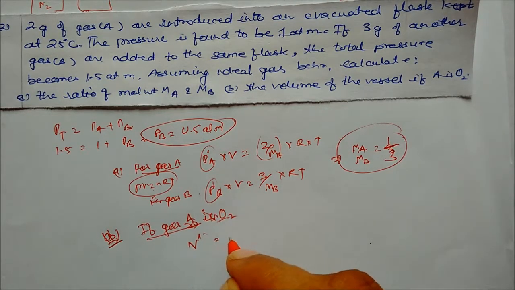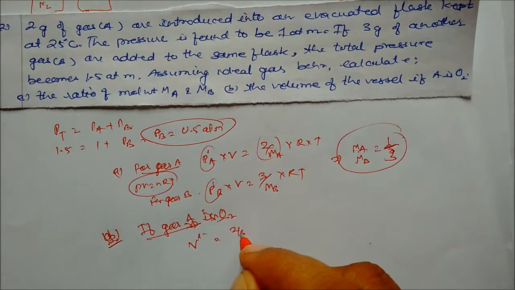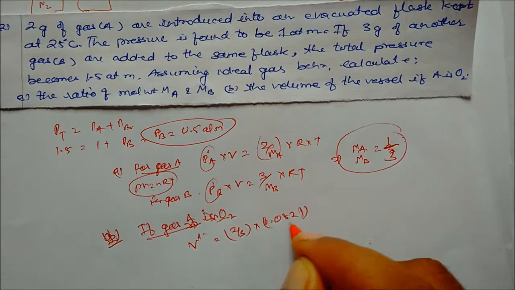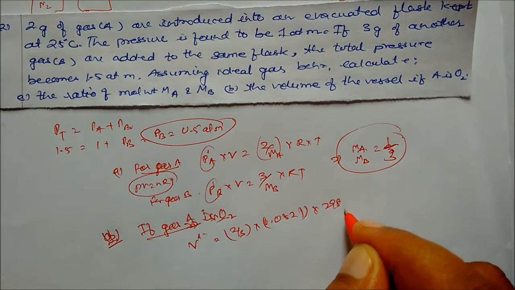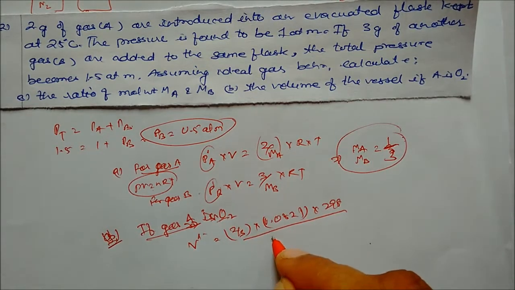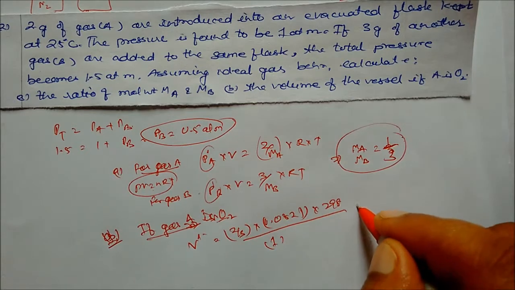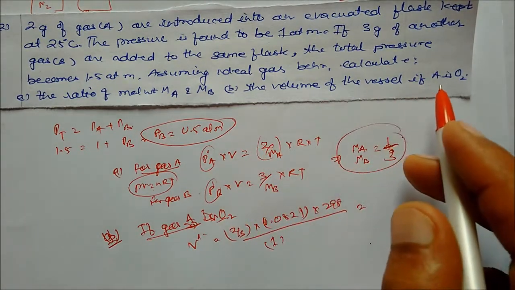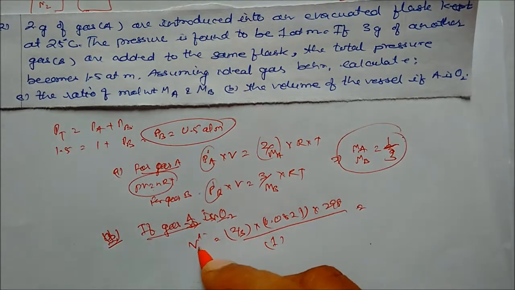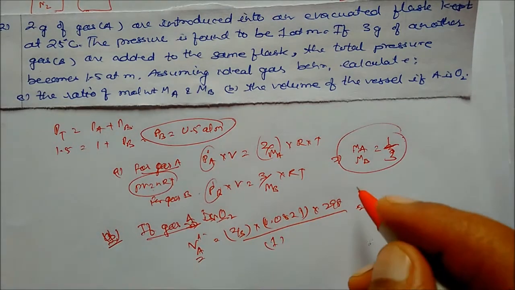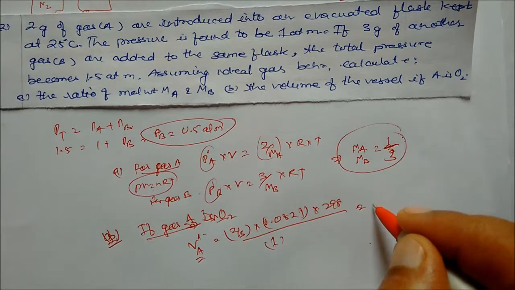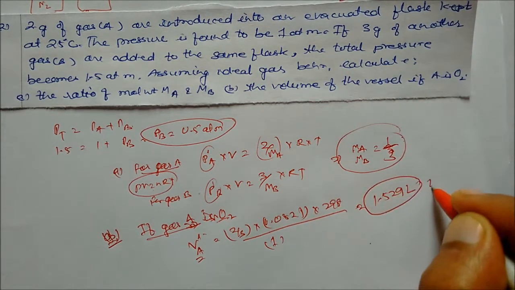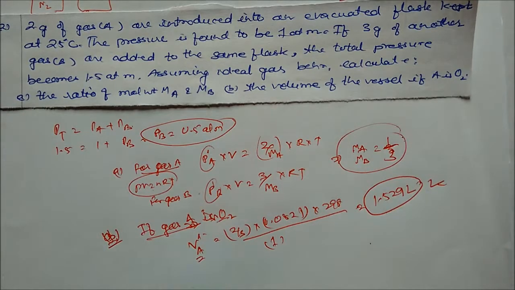So the volume of the container will be moles into 0.0821, since R is given, into the temperature 298, divided by 1, the total pressure. So this is the volume of the vessel if A is oxygen. The answer will be 1.529 liters. So this is basically our answer.